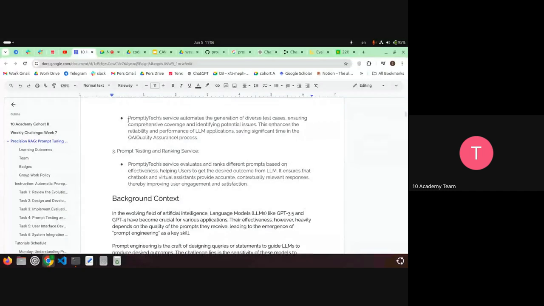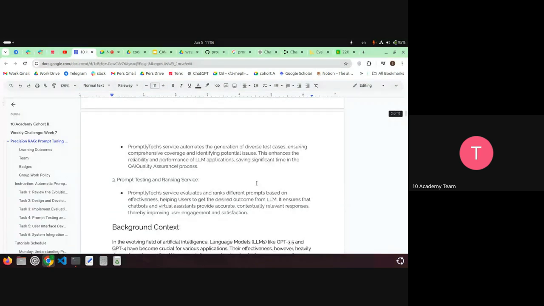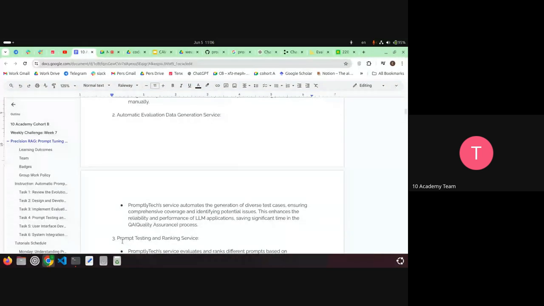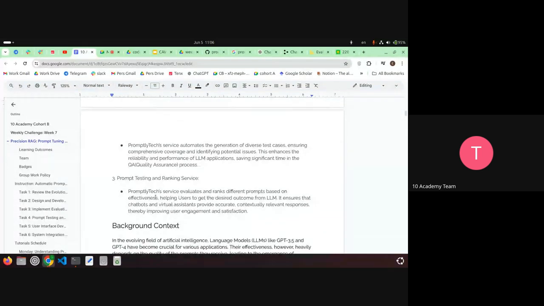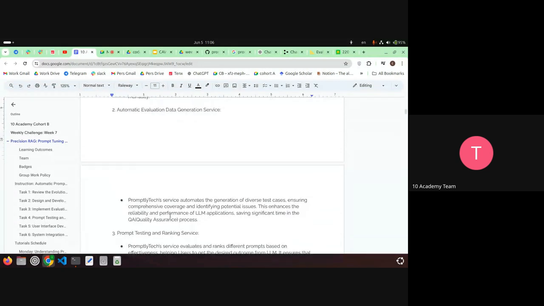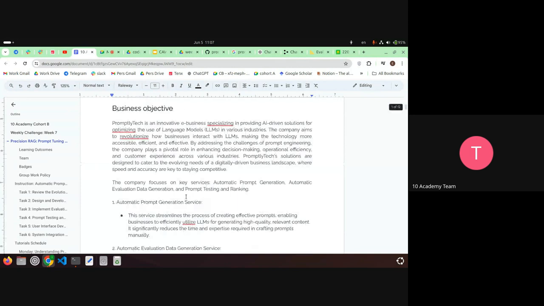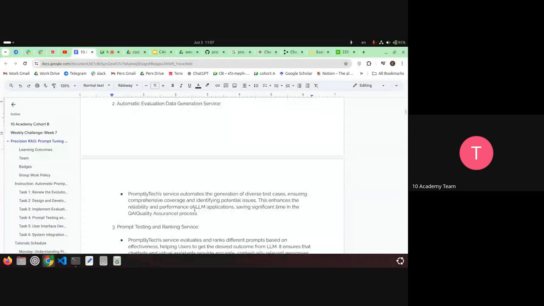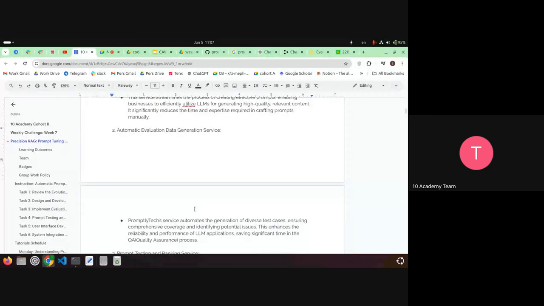Okay, I don't know if there is one way to go about it, one particular order. You can see that at least there is a dependency between 3 and 2. The prompt testing will require creating a testing data set or evaluation data. So 3 will depend on 2. You can start from 2 or you can start from 1, because 1 doesn't actually depend on 2. You just need to understand how to go about doing this.